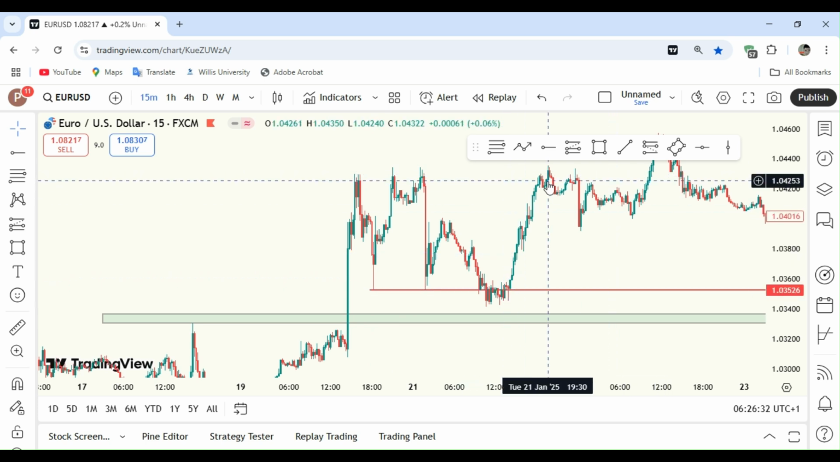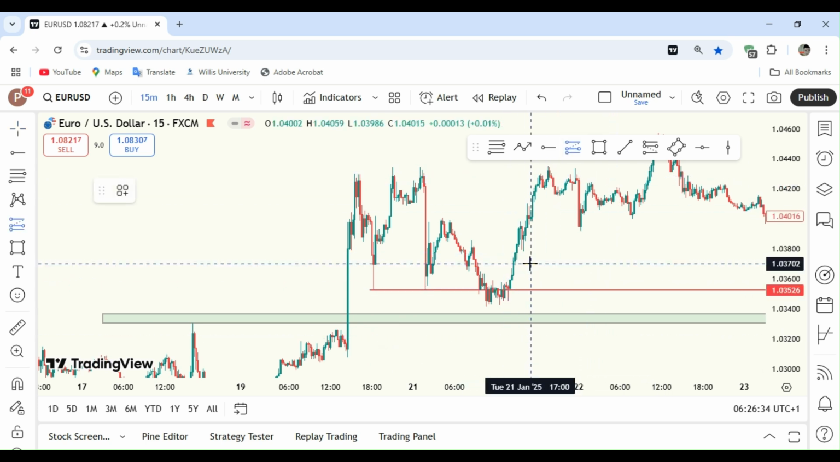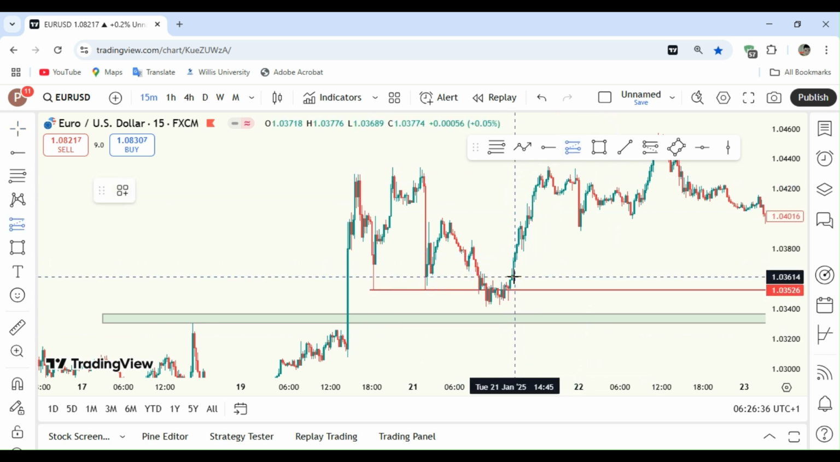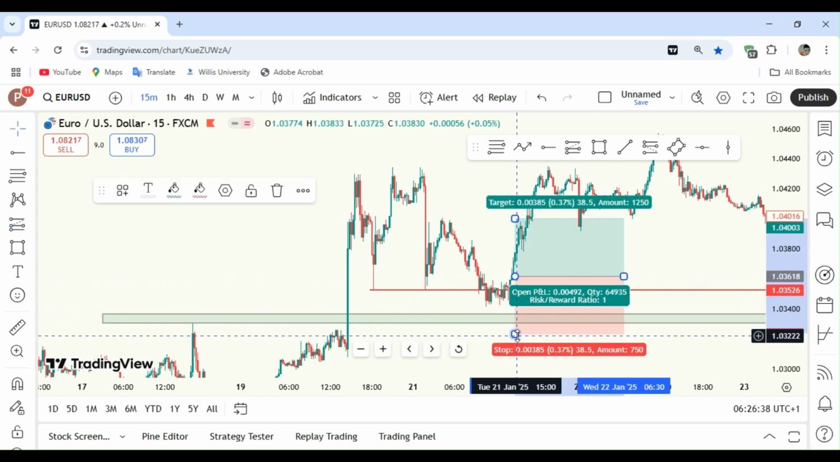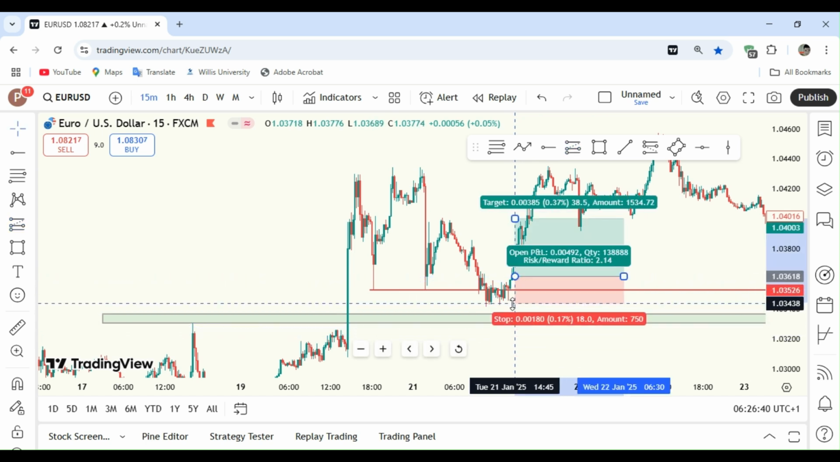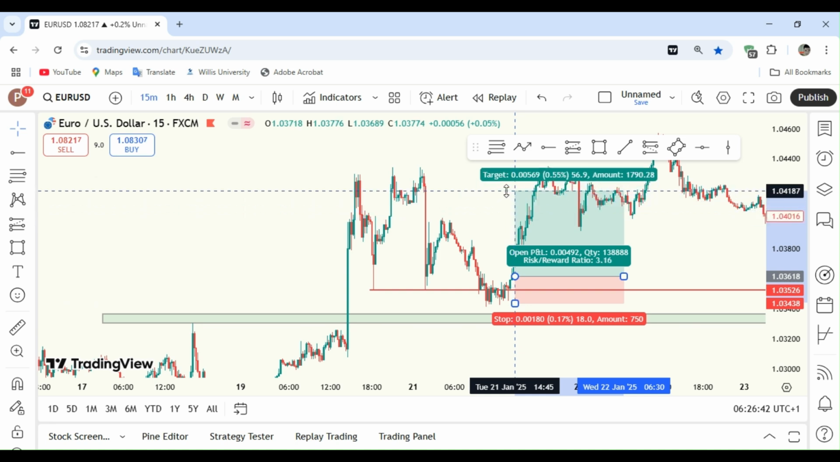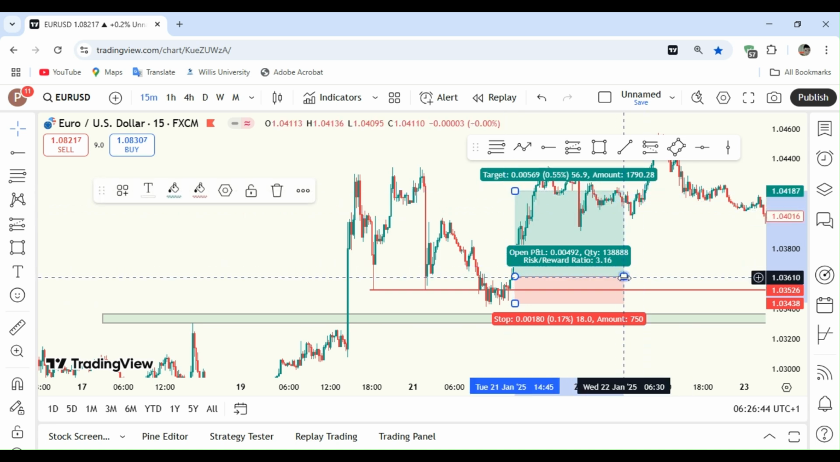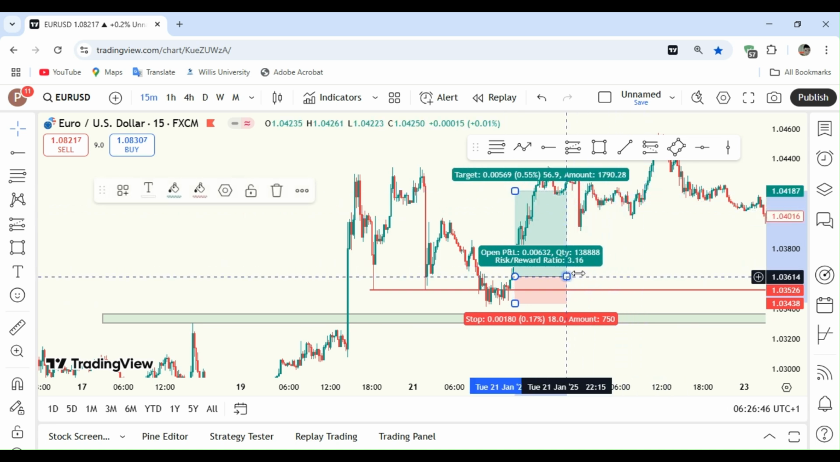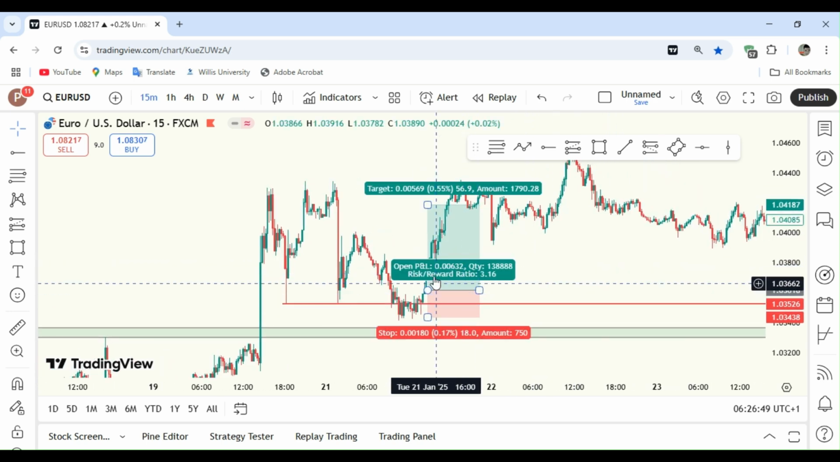We can go for a buy right here after spotting this bounce, with the stop loss coming below here, and we can go for a 1 to 3 risk to reward, just like I normally go for on all my trades. I go for a 1 to 3 risk to reward.